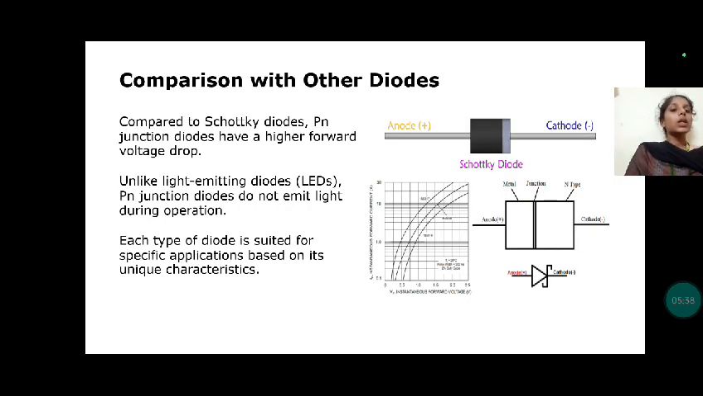Comparison with other diodes. Compared to Schottky diodes, PN junction diodes have a higher forward voltage drop, and unlike light emitting diodes, PN junction diodes do not emit light during operation. Each type of diode is suited for specific applications based on its unique characteristics.